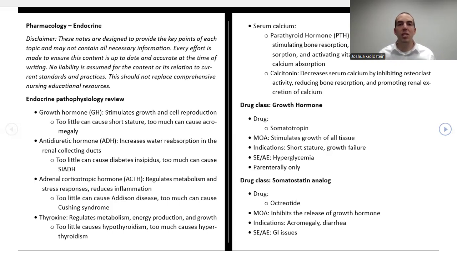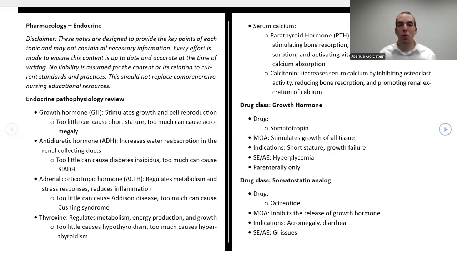Growth hormone: if a patient has a deficiency in growth hormone, we can give them growth hormone. It's called somatotropin. This stimulates the growth of all tissue, as we mentioned just a few minutes ago. We use this for short stature and for growth failure, and the side effect here is hyperglycemia, and this only comes parenterally. There's not a whole lot that we would test on the nursing level about this drug, so let's move on. That was for too little growth hormone.